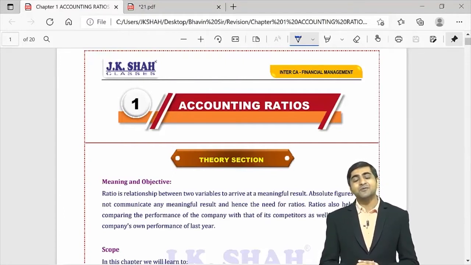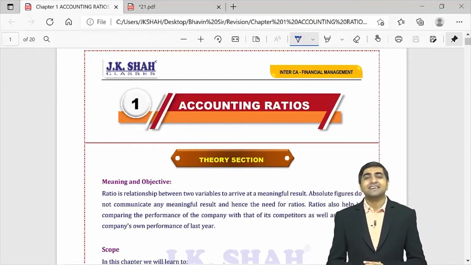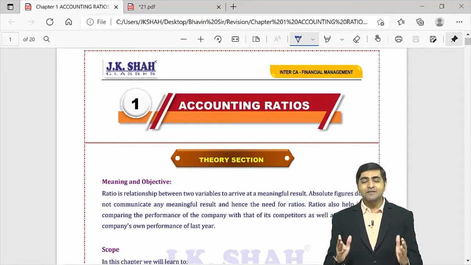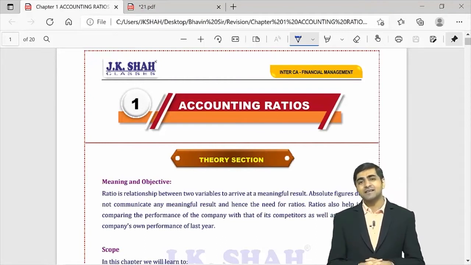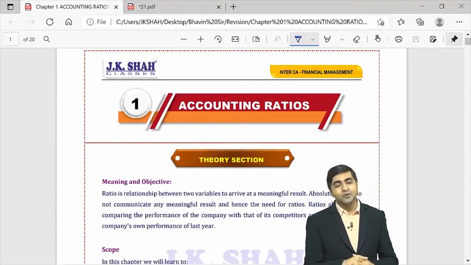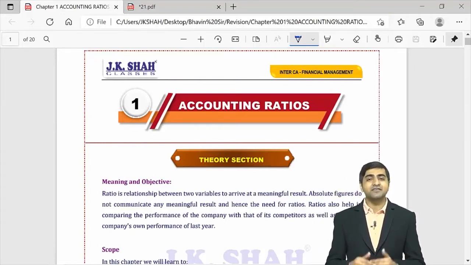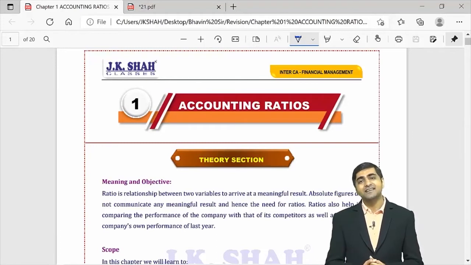And today we are going to start with the revision of Inter-CA Financial Management. So guys, before we start with the revision, first let me discuss the paper pattern with you. As you all are aware, your Financial Management is paper 8 in your group 2 and which constitutes 60 marks, and we share this particular subject with economics.